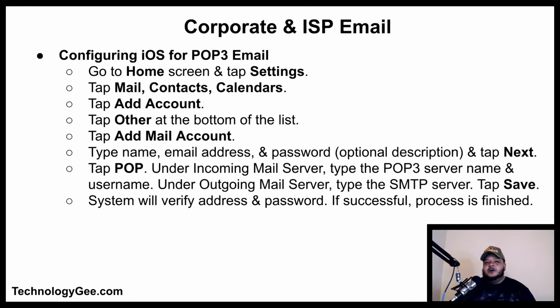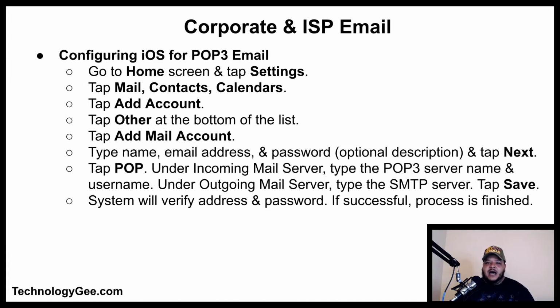Moving on, so let's talk about configuring an iOS device for a POP3 account. It's real simple. Go to the home screen, tap settings, tap mail, contacts, calendars, tap add account, tap other at the bottom of the list, tap add mail account. You're going to type the name, email address, and password and an optional description. Then you're going to tap next.